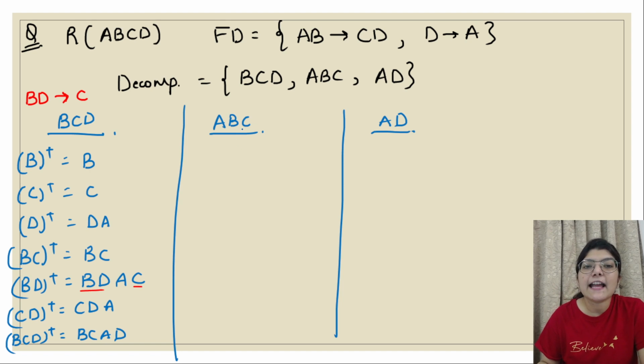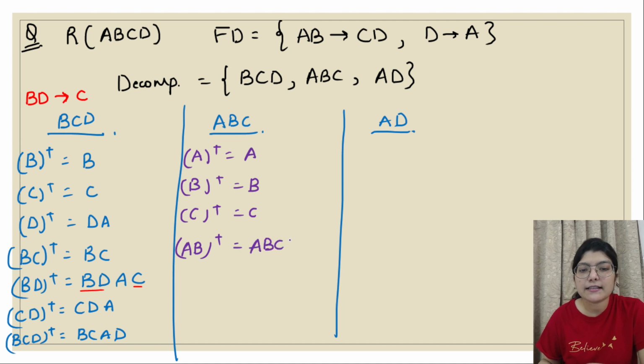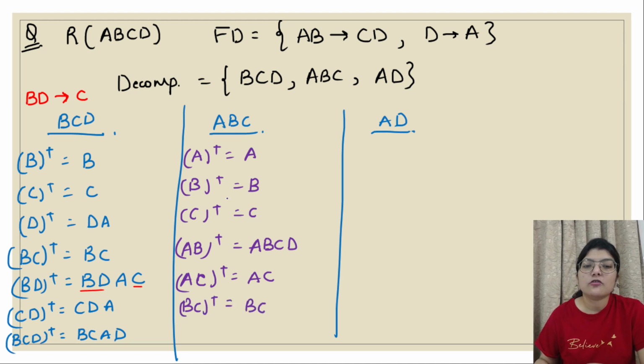Okay? Next I have A, B, C. So again we will do the same thing. We will take the closure of all these parts. So we will take A closure separately. A closure will be A only. B closure will be B only. C closure will be C only. Then we'll take the closure of AB. So from the closure of AB I will get A, B, C, and D. Then I'll take closure of AC. AC closure will be AC only. Then B and C. So BC closure will be BC only. So what I got from here, if you look at this one, you can see that from AB I am getting ABCD. So the next dependency I got is AB to C.